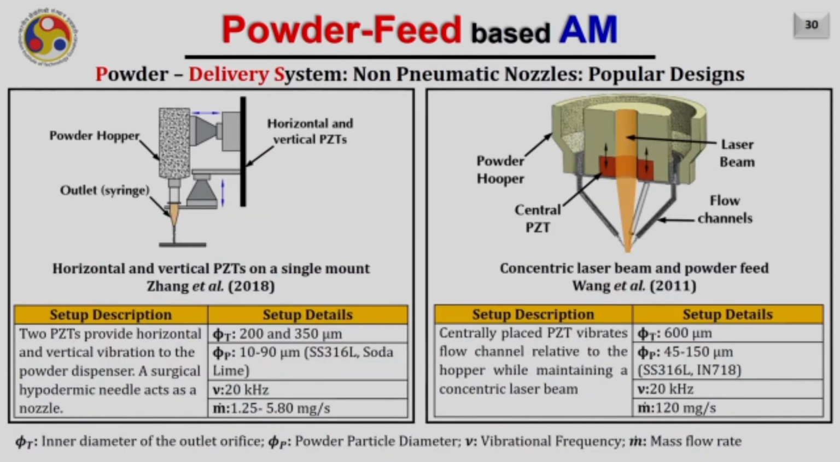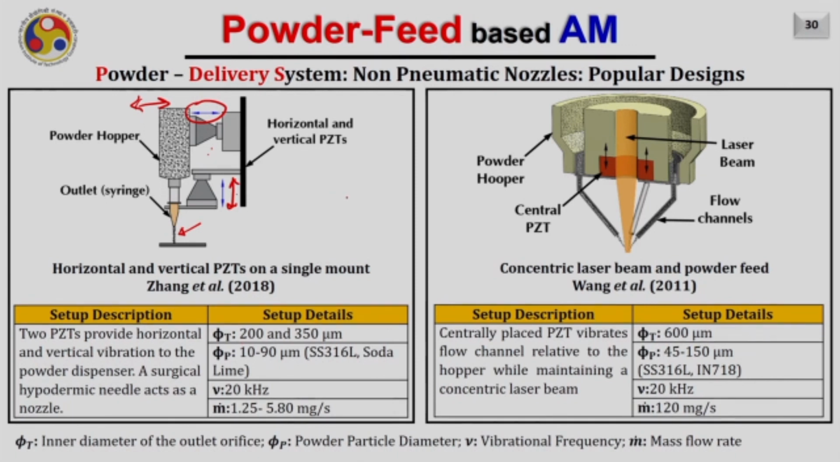Another very simple possibility is mounting two piezoelectrics, one corresponding to the vibration in this direction and one corresponding to the vibration up and down in this direction. When the appropriate vibration is given to these two piezoelectrics, the powder will start flowing from the powder delivery tube.